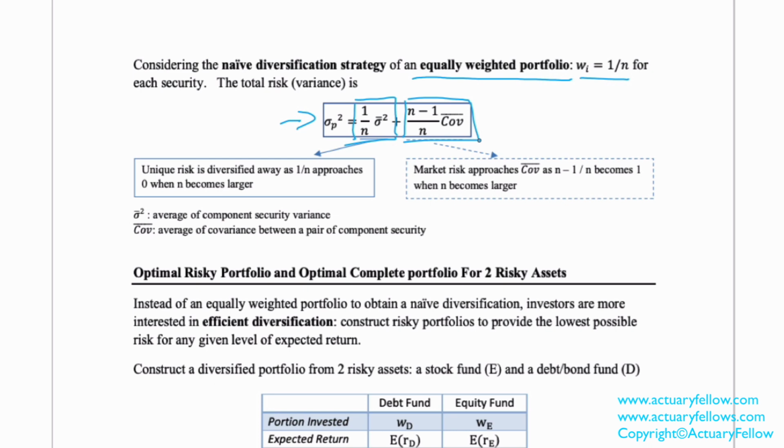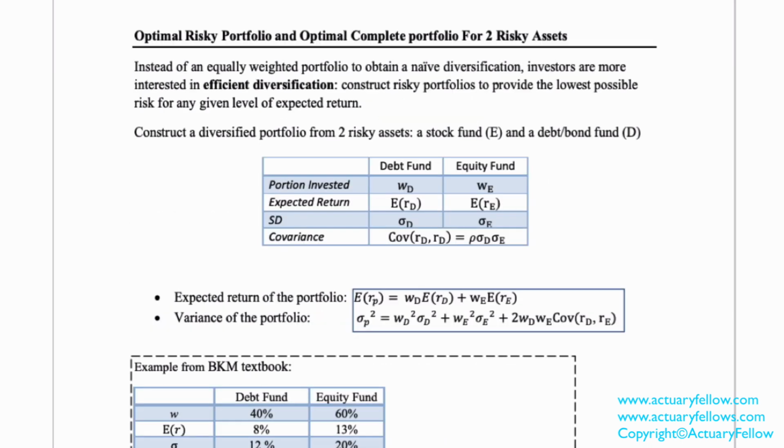As n is approaching infinity, the first term becomes 0. For the second term, n minus 1 over n becomes 1. The average covariance remains and is the non-diversifiable risk.